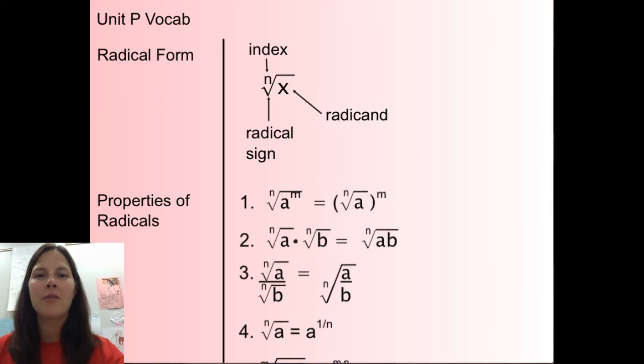A little bit of vocab around radicals. Of course, you're familiar with the radical sign. That's the piece that looks like a little check mark. The index tells you which root you're taking. You're most familiar with square roots, and if the index isn't there, it's assumed to be a square root. Otherwise, you'll see a number: a cube root, a fourth root, etc. And the value that is under the radical sign is called the radicand.